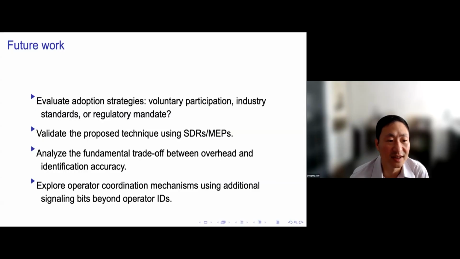And also, we would like to validate the proposed technique using SDRs and MEPs. We'd like to analyze the fundamental trade-off between overhead and identification accuracy. What we have done is that we proposed one signaling, but we'd like to know, regardless of what signaling, what is the ultimate trade-off there. We'd like to also explore operator coordination mechanisms using additional signaling bits beyond just operator IDs. So if I have a few more bits that we can embed in our transmissions, is there anything else the operators can do to facilitate sharing? That's all I have, and thank you for your attention.